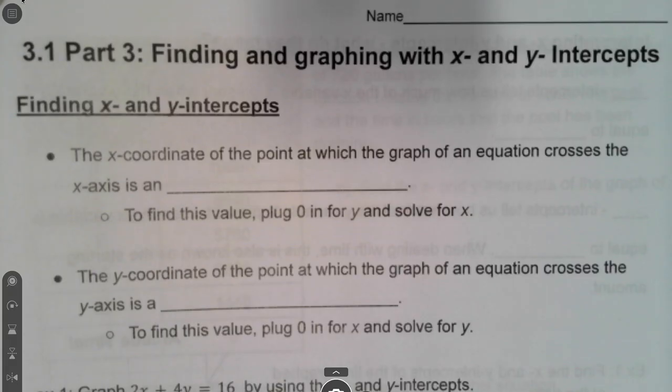We've come to part 3 of graphing linear equations, and we're finally going to do some graphing. The first way we'll learn how to graph a linear equation is by finding its intercepts. Intercepts are where it hits one of the axes. The x-intercept is where it hits the x-axis. The y-intercept is where it hits the y-axis.